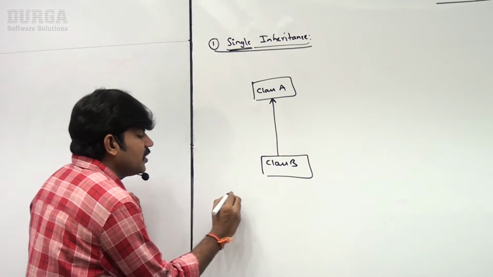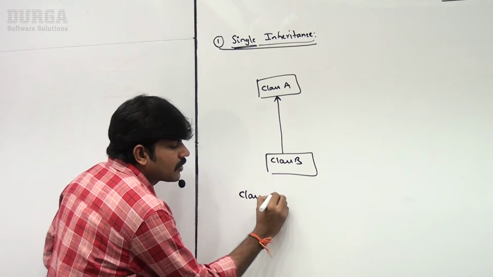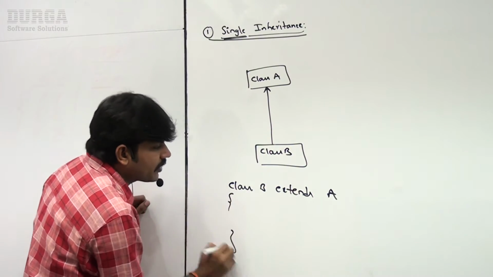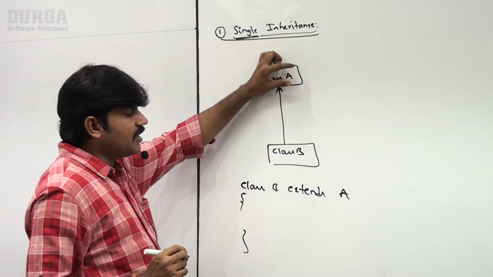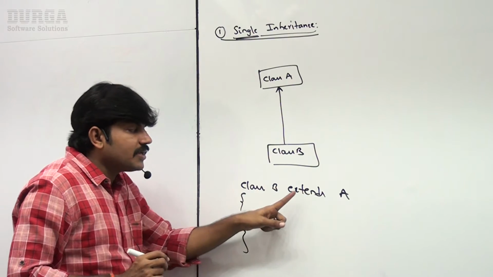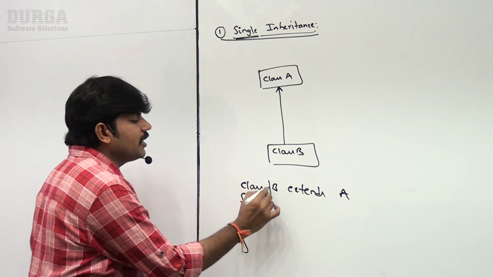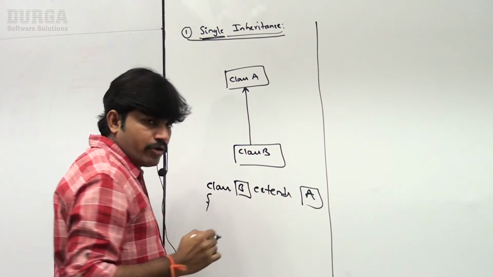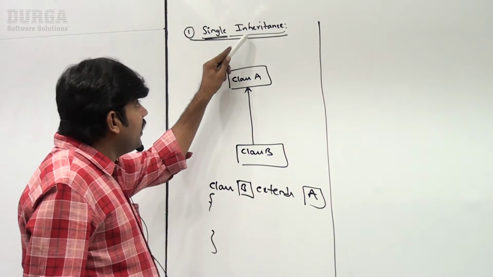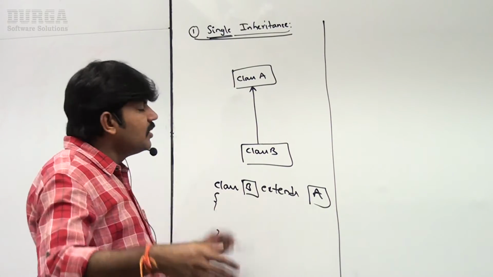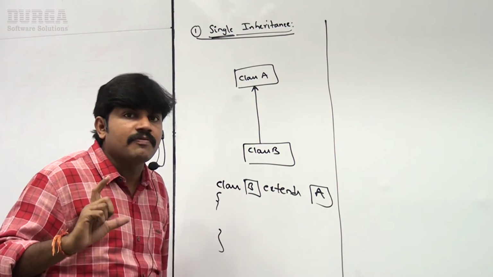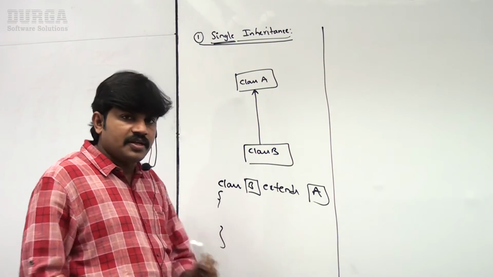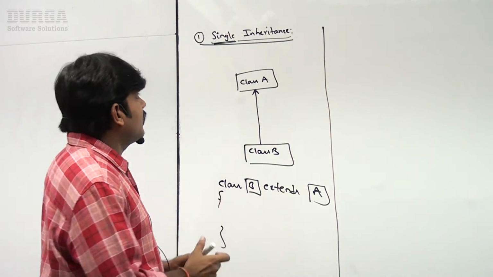If you want to code for this, class B extends A. Already class A is there. How can you write it, sir? Class B extends A. Then automatically B is the child class of A. This is the corresponding code, right? I hope everyone can understand what is single inheritance. Single child class, single parent class. Java provides support for this type of inheritance.